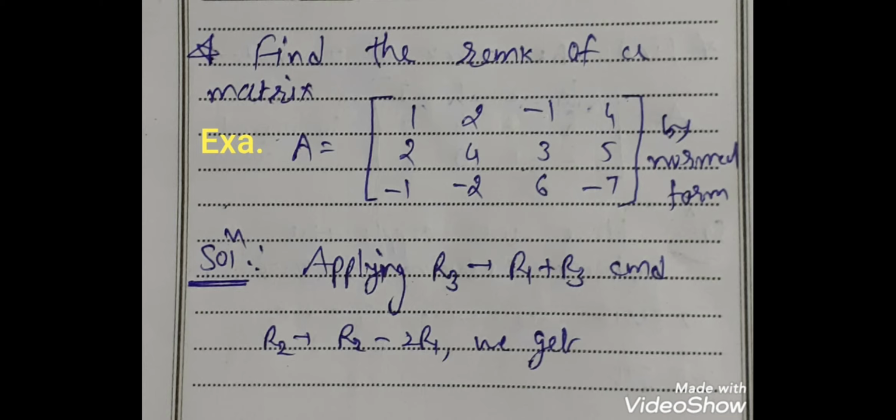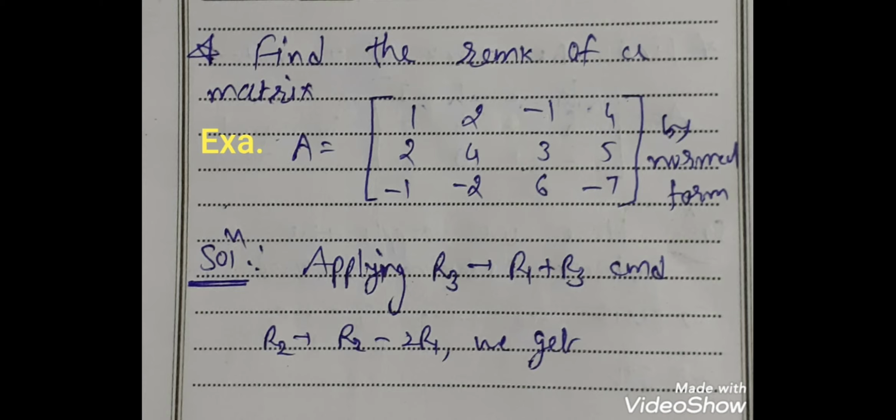If we multiply the first row by minus 2 and add it into the second row, then we get two more zeros in the second row. So here we apply R1 plus R3, then the elements of the third row will be 1 minus 1 is 0, 2 minus 2 is 0, 6 minus 1 is 5, and minus 7 plus 4, that is minus 3. Now we consider the change in the second row.